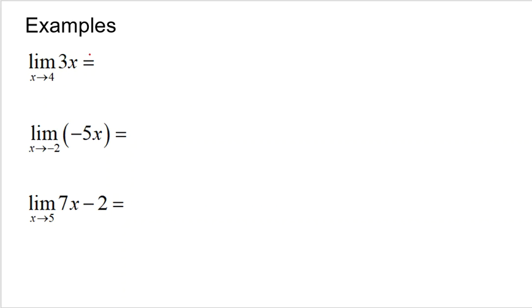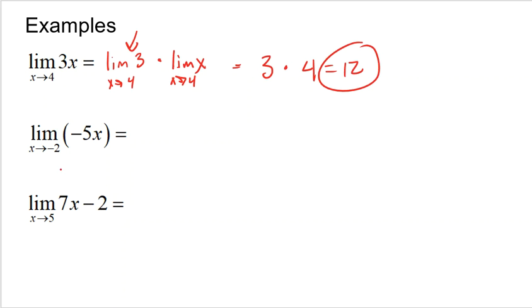So simple, so simple. So once again, this is the limit of 3x. Well, I could separate that to the limit of 3 times the limit of x, both as x approaches 4. And then again, I said, well, wait a minute. Well, the limit of a constant is just that constant, 3. The limit of x is just whatever you're approaching, which is 4. So 3 times 4 is 12. So simple.